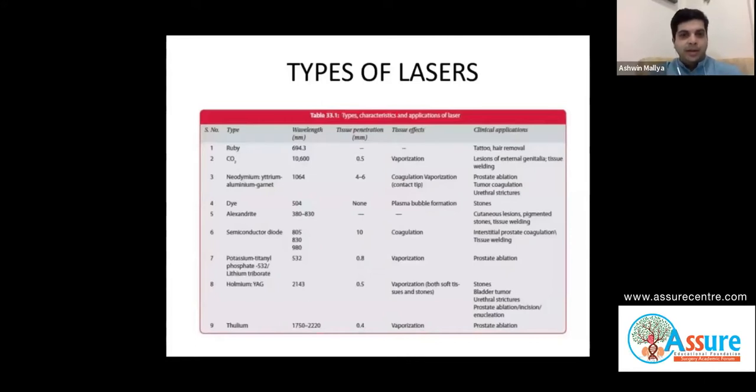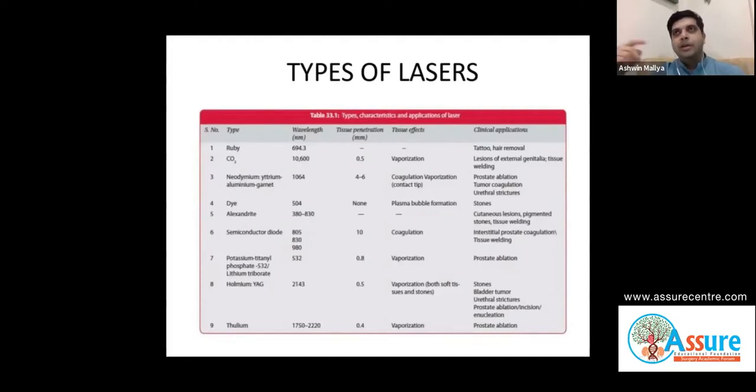Another laser that is used is the diode laser. The tissue penetration is more, it mainly has a coagulation effect, and it's used for prostate coagulation. These are the main types, but mainly questions are asked about the holmium. The other application is in stones. The difference between the application in stones and in prostate is that in stones, the power required is lesser, up to 30 watts, whereas in prostate enucleation, you need power up to 80 to 100 watts.